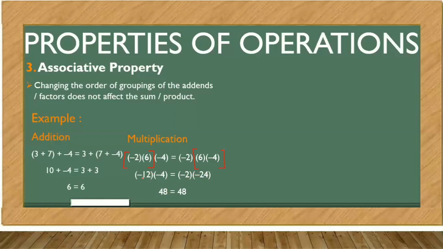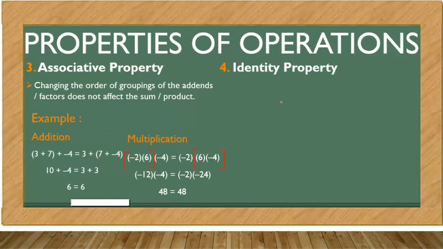Again, negative 12 times negative 4, like signs, it will be positive. So it is just positive. Then, 12 times 4, 48. Same here. Negative times negative, positive, because they have the same sign. Then 2 times 24, 48. So both are 48. So that is the associative property. Even if we change the order of our groupings, the answer will not change.